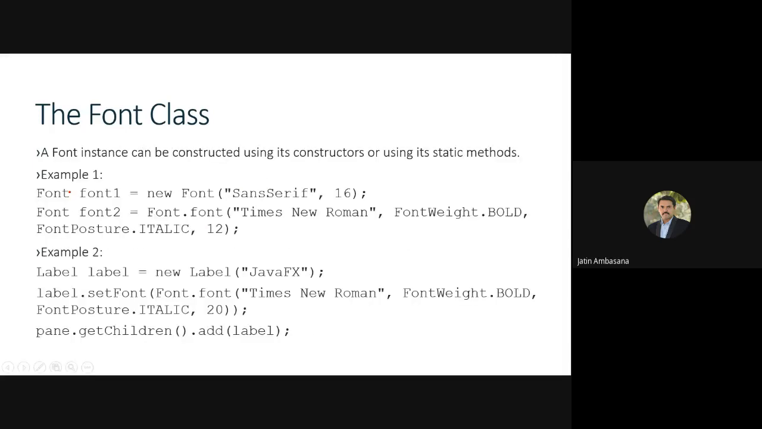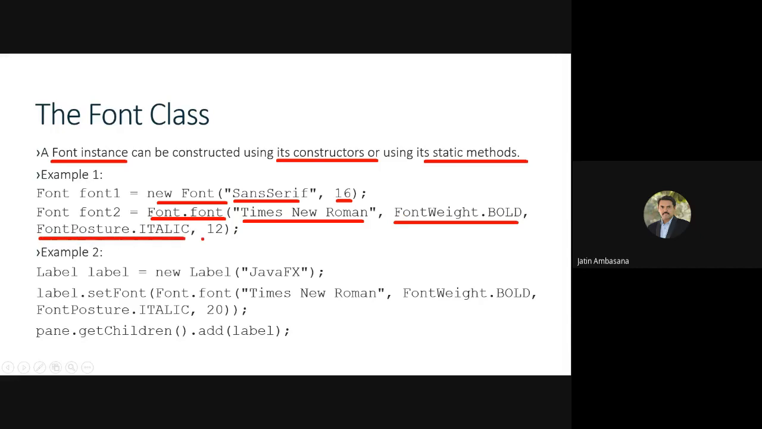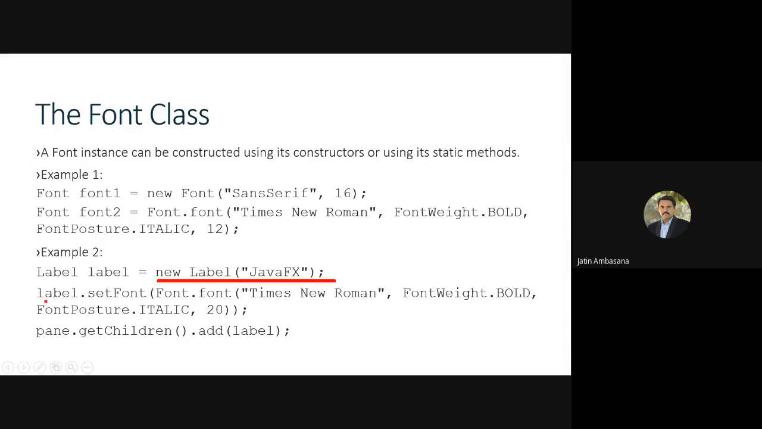So see, this is the example. Here we create a font instance by its constructor or its static method. So we say new Font, the font name, and the size. Or we say Font.font. This is a static method where we define the name, the weight, the posture, and the size. So we just saw the example where we created a label, set the font for that particular label, and added that label to the pane, right?